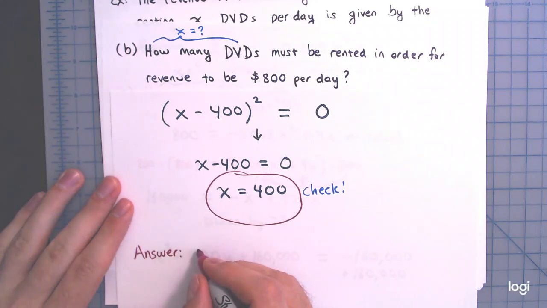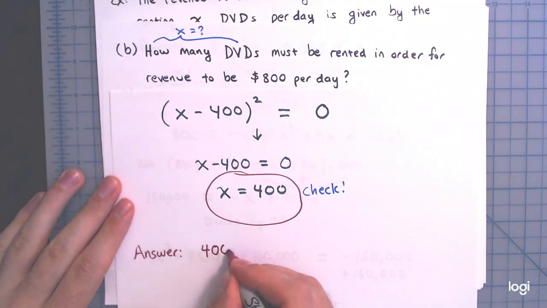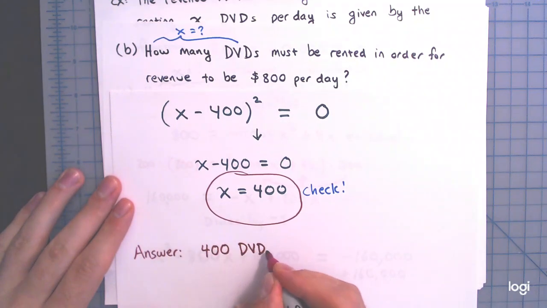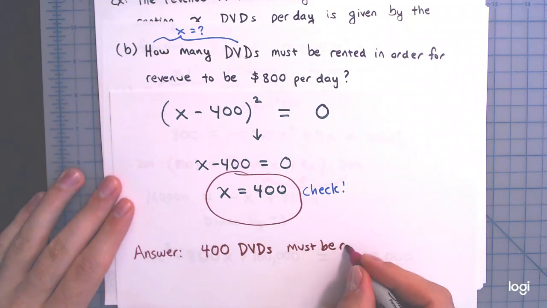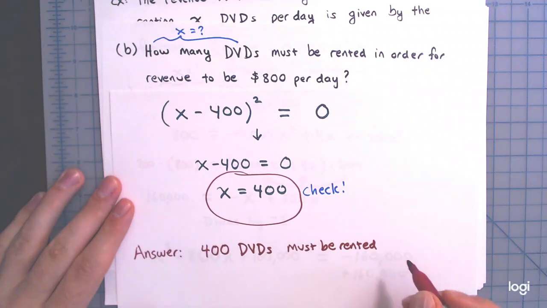So, I could word it this way, just replace, there's only one possibility here, not two like last time, so I'm going to say 400 DVDs must be rented in order for revenue to be $800 per day.